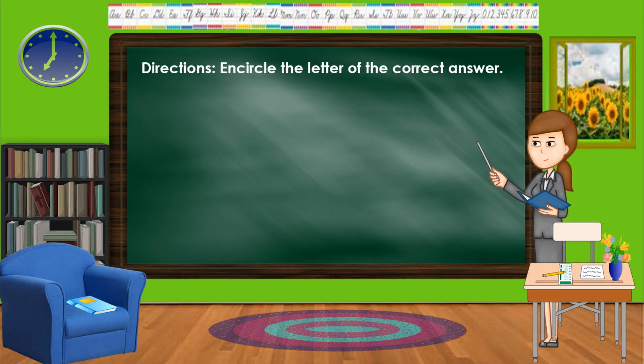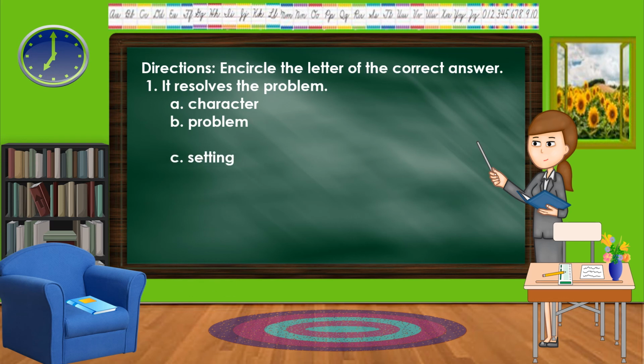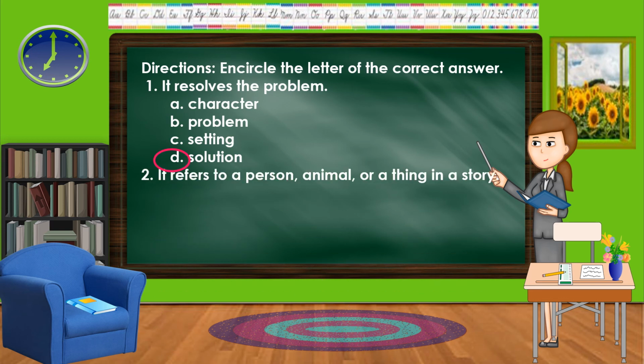Next, encircle the letter of the correct answer. It resolves the problem. A. Character. B. Problem. C. Setting. D. Solution. The answer is D. Solution. It refers to a person, animal, or a thing in a story. A. Character. B. Problem. C. Simple story. D. Solution. The answer is A. Character.